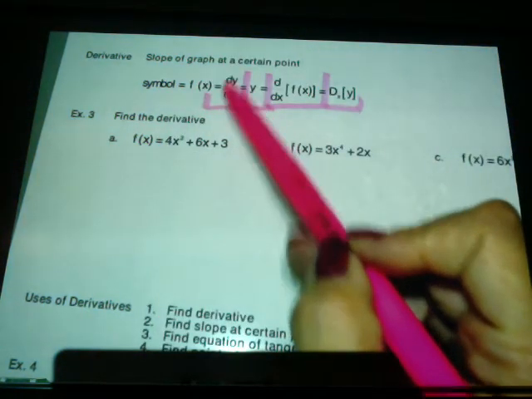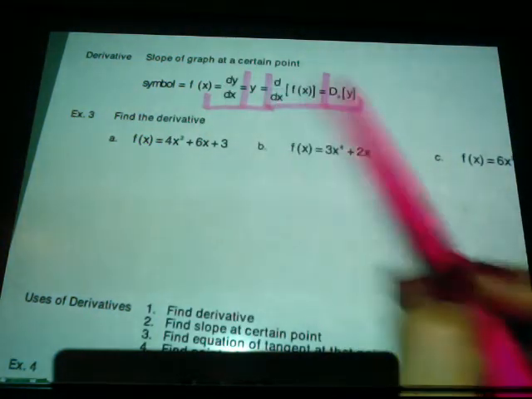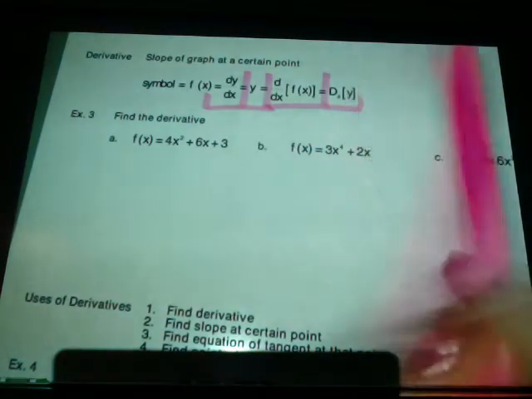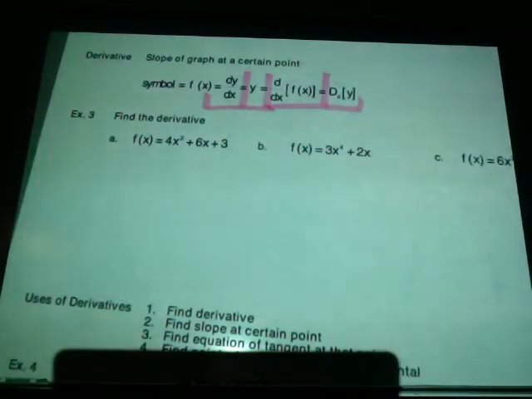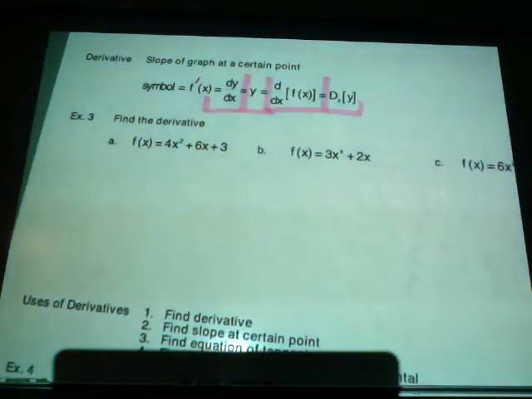You won't see me using these all that much. These are different symbols that you can use for derivatives. You're missing one here. This is supposed to be a prime. I like f prime. So you'll see me using f prime a lot. So you'll start with f of x and go to f prime.